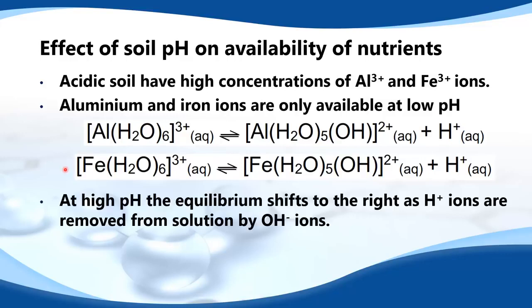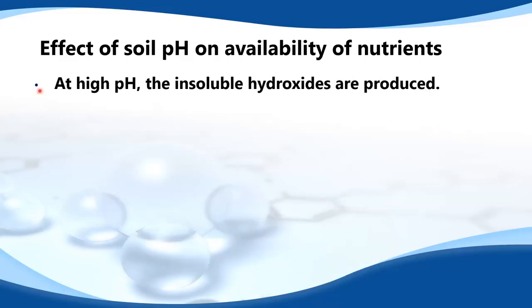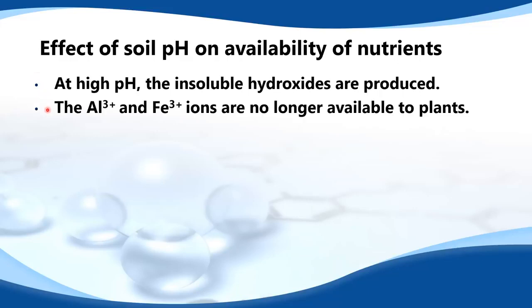At high pH, the equilibrium in these two reactions here shifts to the right as the H+ ions are removed from solution by the OH- ions in this equation here. H+ ions react with OH- ions to form a molecule of water. At high pH, the insoluble hydroxides are produced. The Al3+ and Fe3+ ions are no longer available to plants.